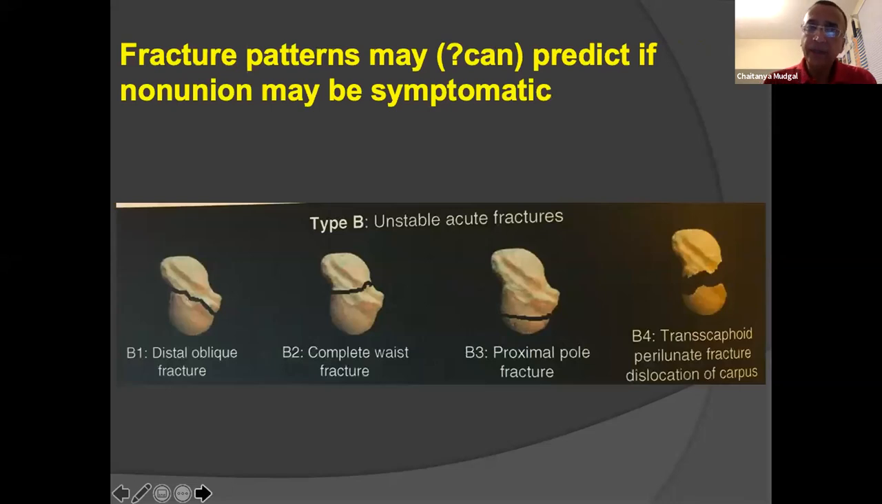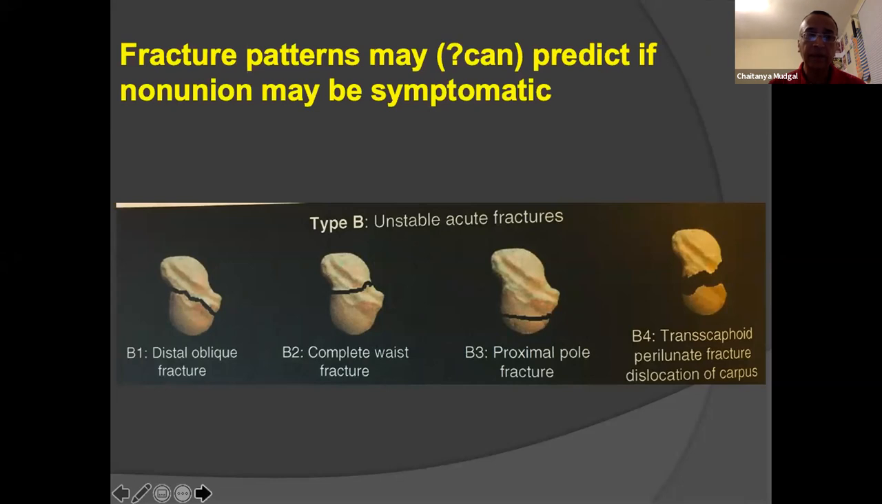But does every scaphoid non-union go on to a SNAC wrist? And that's the question we have to ask ourselves. Or does the fracture pattern help you to predict whether a scaphoid non-union will go on to a SNAC wrist? Well, let's go back and look at Herbert and Fisher's classification from 1984. So if you look at this, this is a B1 fracture, which is distal oblique, and a B2 fracture, which is a complete transverse. Is it possible that these may behave differently?